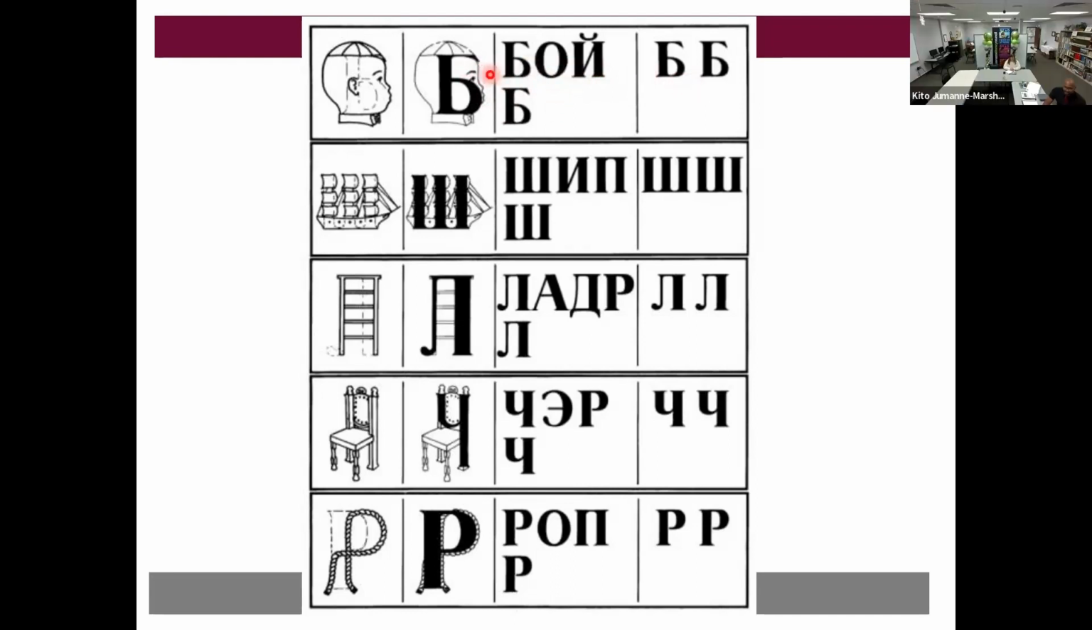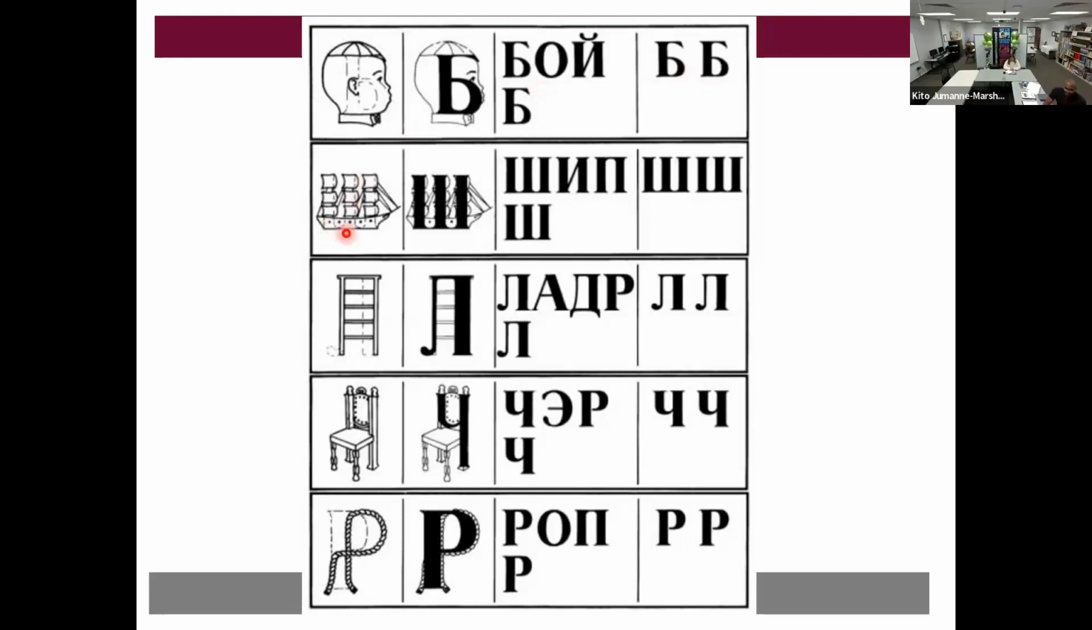The sound of this letter is b. The name of this letter is bay. Say bay. Bay. Again. Bay. What is the sound of this letter? B. Good. What is the name of this letter? Bay.